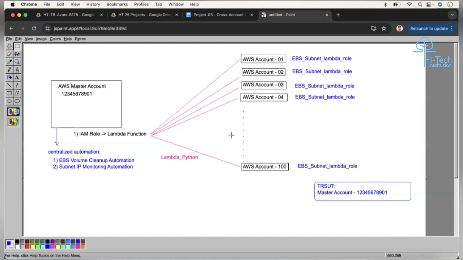So what we need to do? Those unused, unattached EBS volumes accumulate month on month. If you open any AWS account, they are actually charging us huge. I told you, 100 AWS accounts. Imagine each AWS account has 10 GB of volume lying unattached. 100 accounts, how much? 10 into 100, 1000 GB.